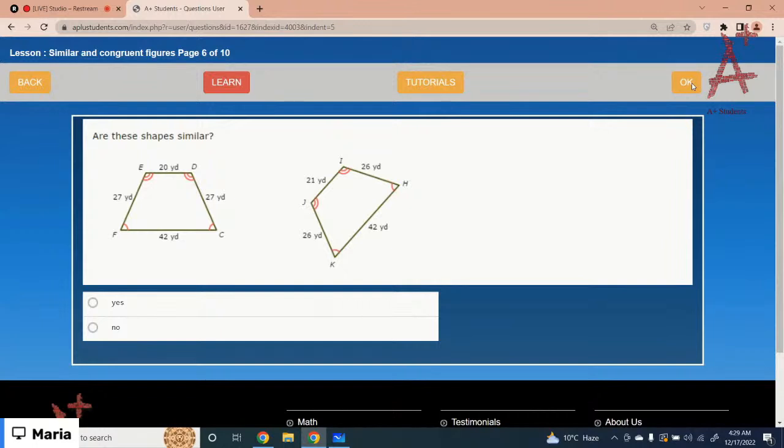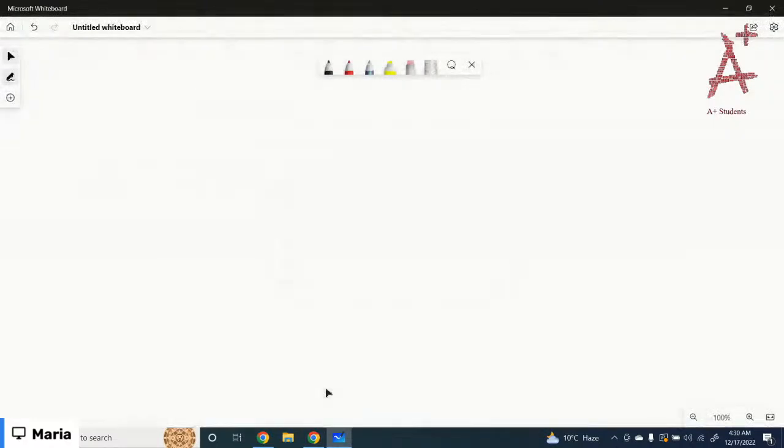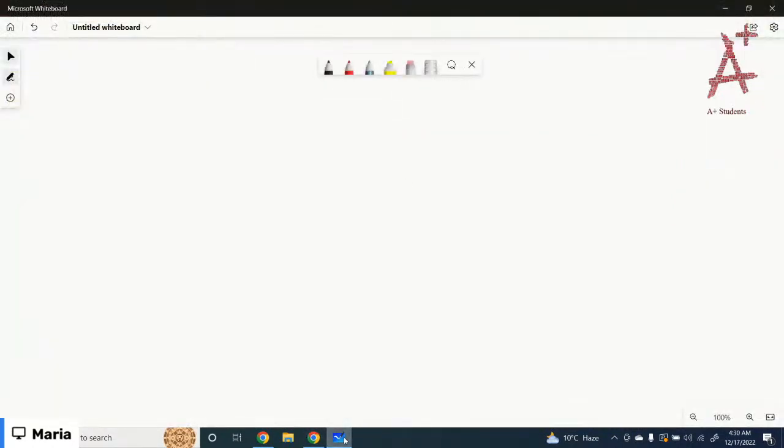Are these shapes similar? They are similar. Let's see how. Let me confirm. Okay, angles are the same. Got it? Let's see the corresponding sides. ED is corresponding to JI. So ED has the length 20 over 21.